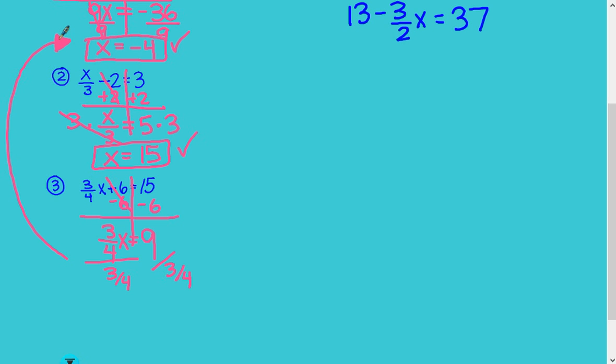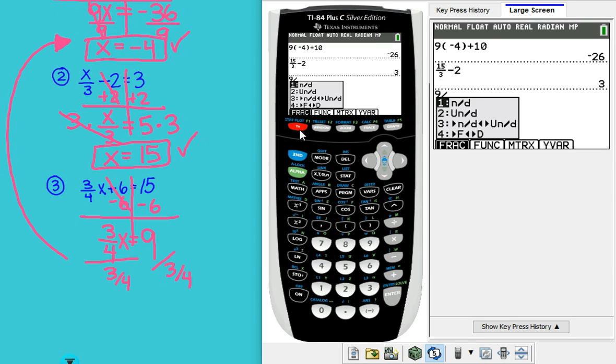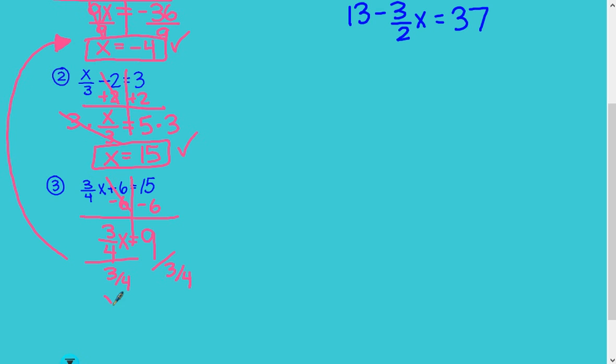Since the 9 was being multiplied by the x, we undid it by dividing. So we can do the same thing with our fractions. And it's really easy because we just do it in our calculators. 9 divided by 3/4. And we would get x equals 12.